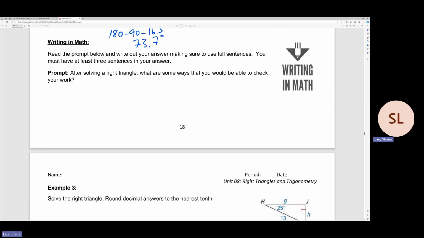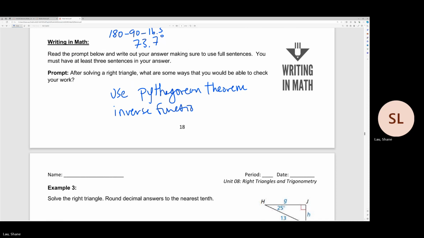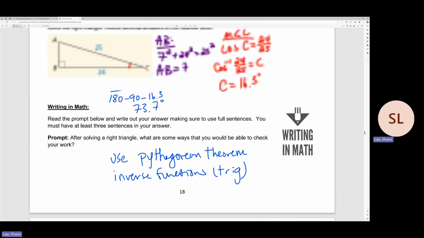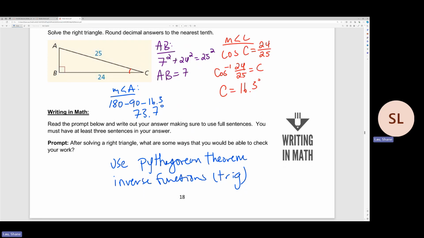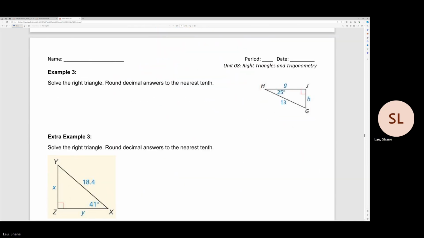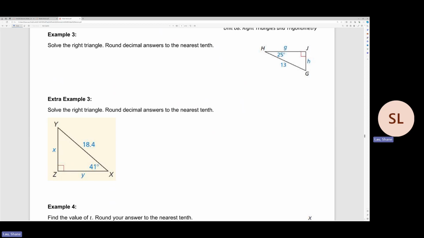Some ways to check would be to use the Pythagorean theorem to see if it works. You could use the inverse functions or the regular functions, the inverse trig stuff. If I wanted to solve for my measure of angle A, I could solve it with trigonometry, but it makes things a little bit easier if we do it this way. But if we wanted to confirm our answers, we could go about it with the inverse functions. Those are really the only ways that we could solve that, at least for right now that we know.